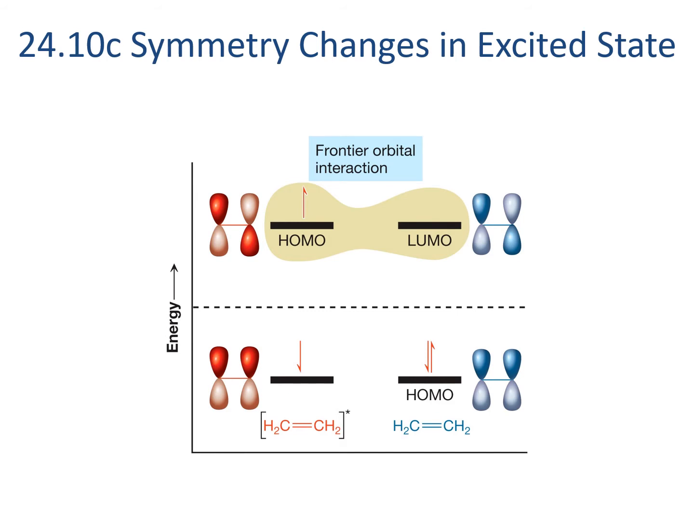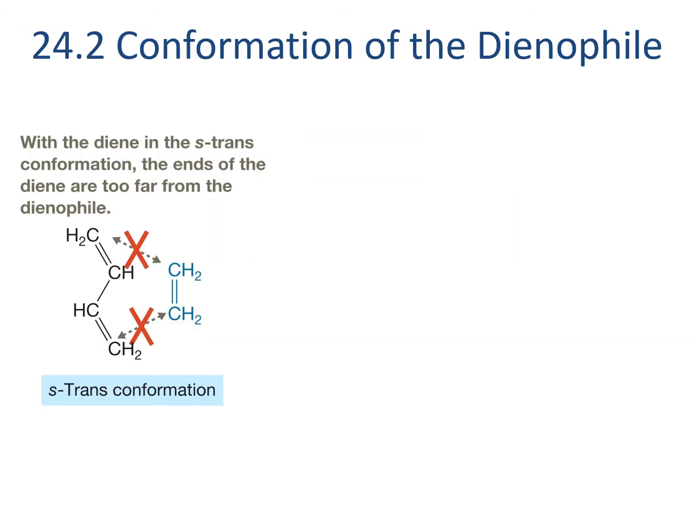When we use light, the electrons get elevated to the next energy level, so what once was the LUMO now becomes the HOMO and can react. It has the right symmetry to react with the LUMO of the other alkene. Cool. There are some limitations for this class of reactions.